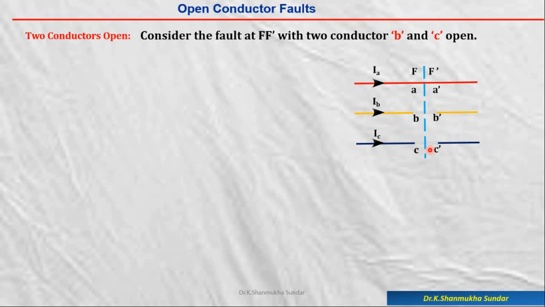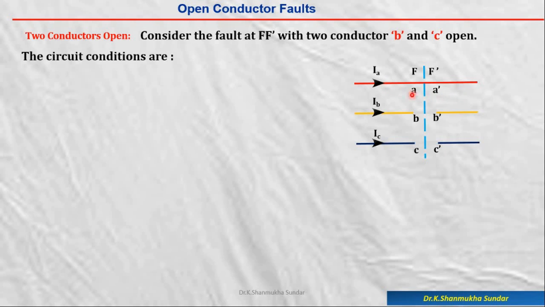This is a circuit arrangement when two conductors are open. So this is a circuit arrangement. Is it clear? Now two conductors are open. With these conditions, what are the circuit conditions? Now can you tell me, what is the current IA that is flowing?